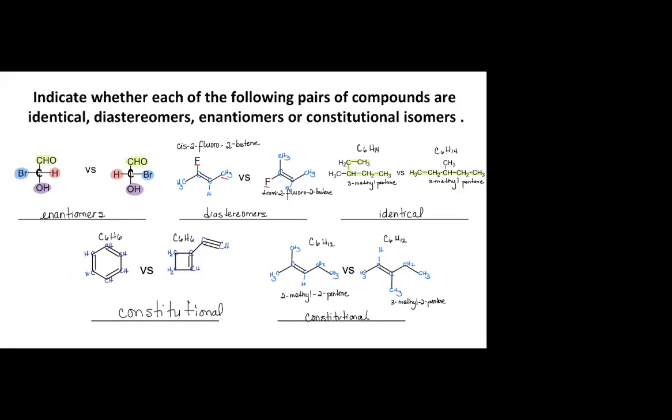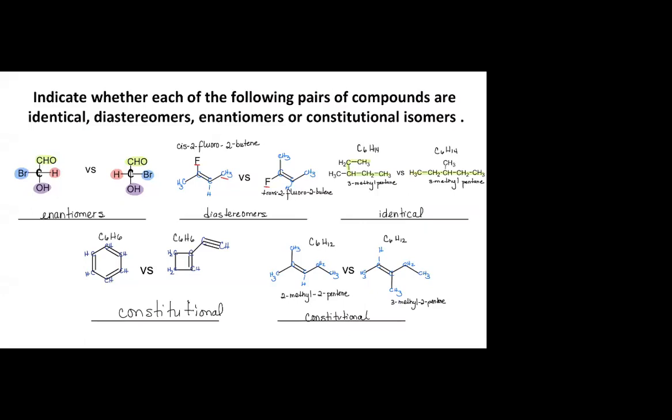So again, the take-home message from this: if you have something that is identical, like the example that we saw on the first row, you're going to have the same chemical formula and the same name. That makes them identical. Diastereomers must have the same chemical formula and the same name. The only difference between the names is going to be cis versus trans.